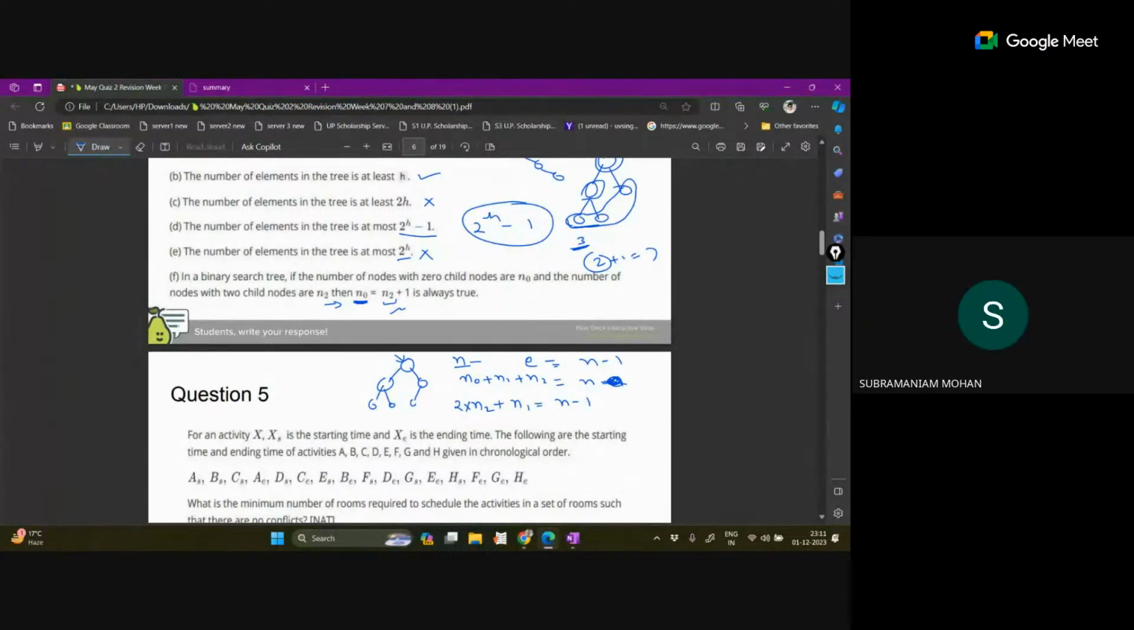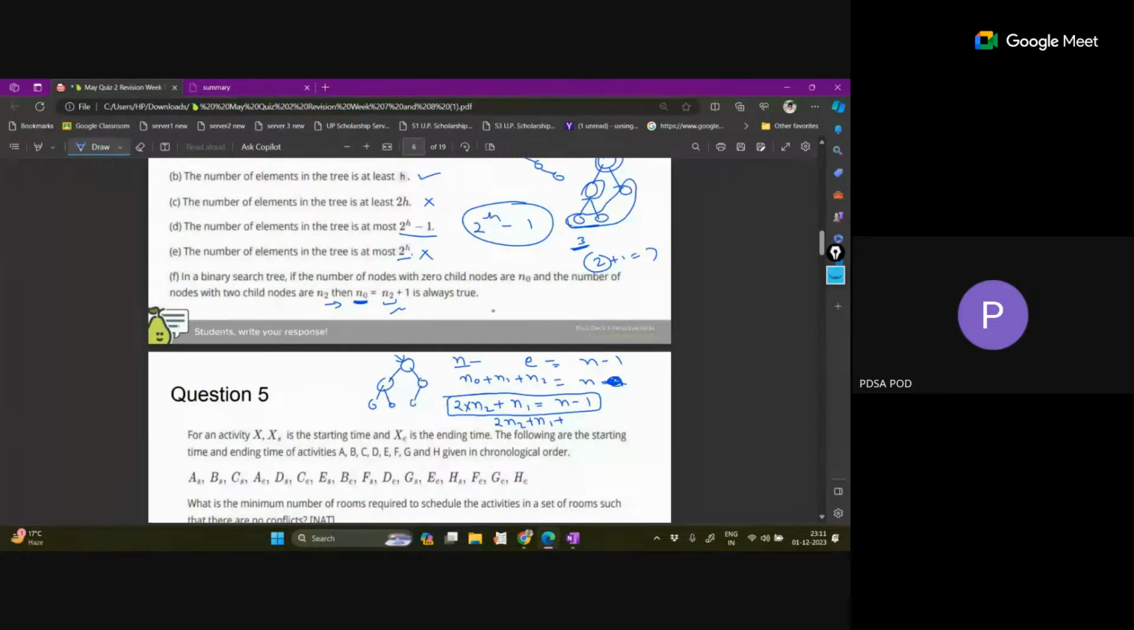Yes. Okay. So we can just shift this 1 to the left side, so both equations become equal. Okay, so we can write like this. These 2 equations are based on the edges, not the nodes. Here we are calculating the edges. So n2 is representing the number of nodes with 2 children, and we are multiplying by 2 for the number of edges.